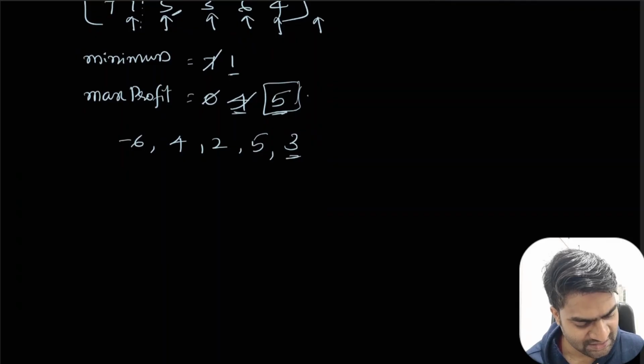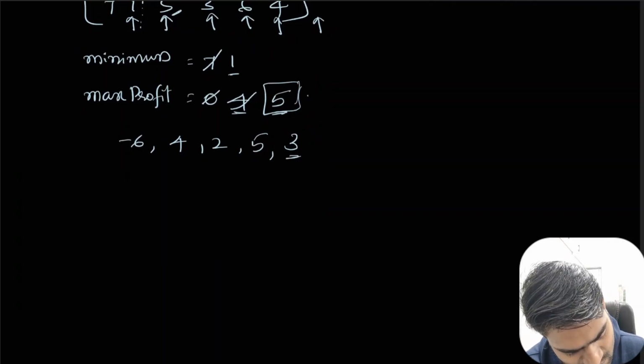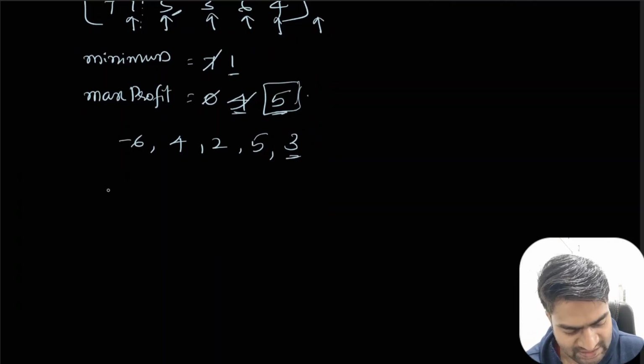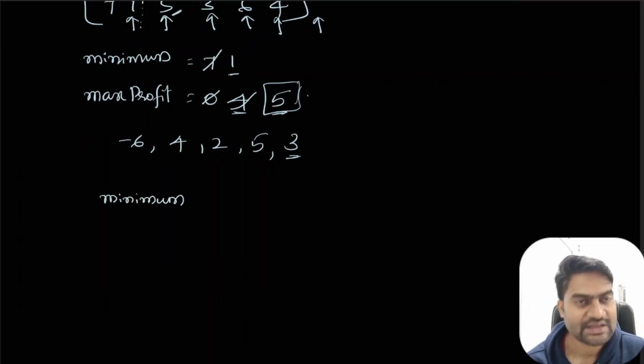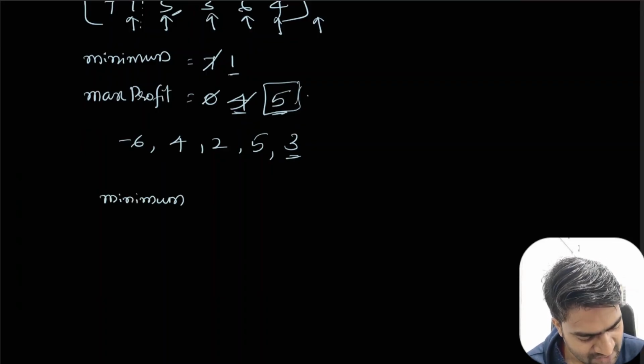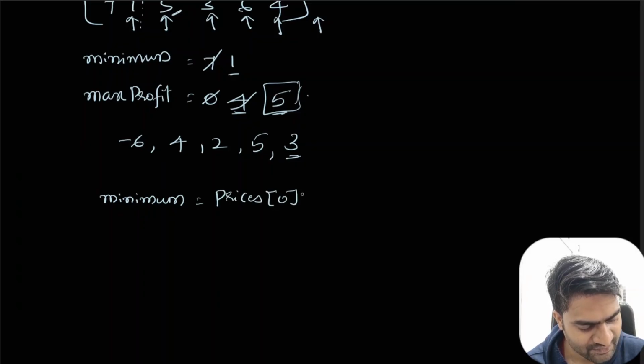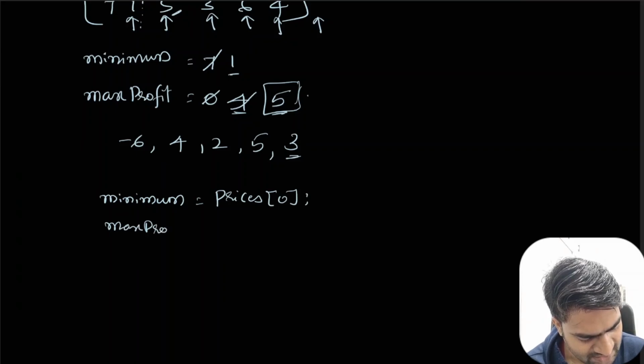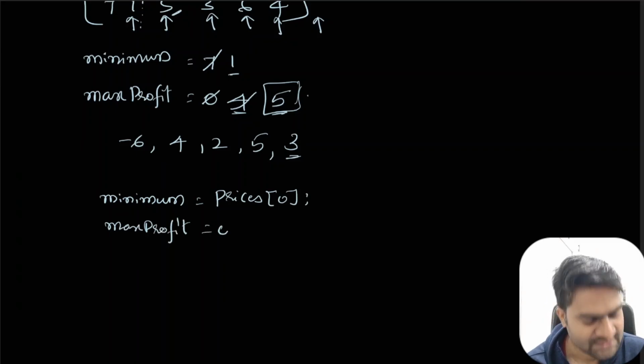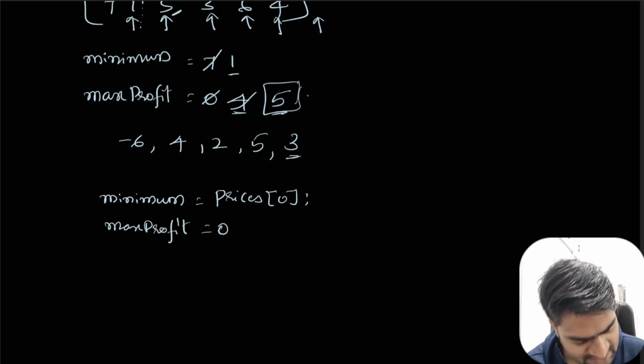Let us try to write the pseudocode for this. So what I will do, I need 2 variables. One is minimum, one is max profit. Minimum, I will take the first value as minimum initially. Okay. Now max profit will be 0. So this is how I initialize.